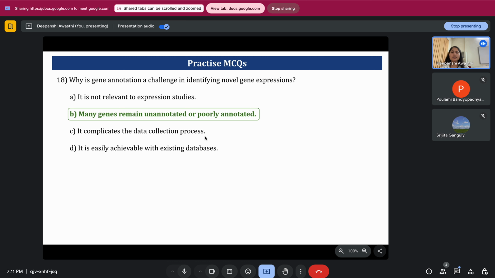Although it will complicate, you do not have the information, so it's difficult. That's why this point does not come into play, and it is easily achievable. This is also not true, because if you have a novel gene, then you do not have an already available database which contains that information. One more point I want to add here is that because of this limitation, currently experimental studies, mostly knockout studies, are done to identify the function of a particular gene.